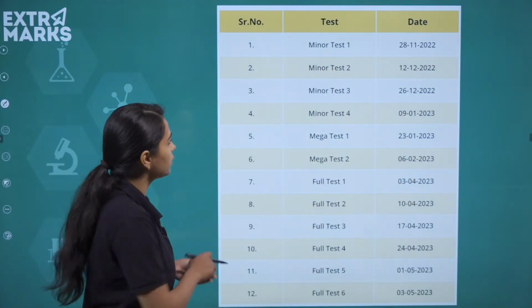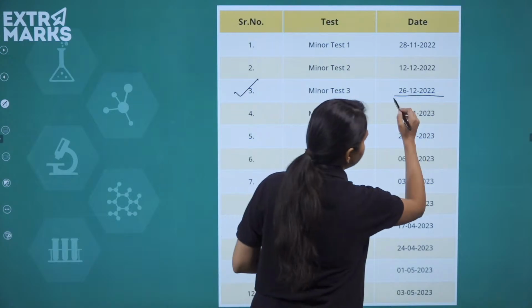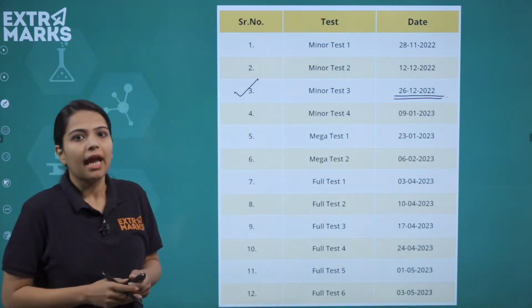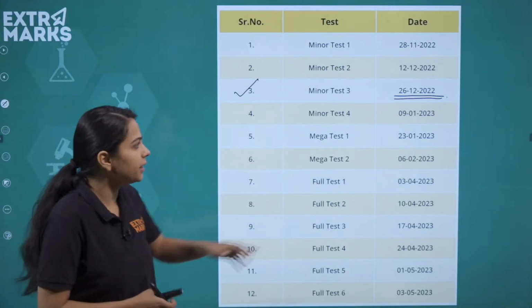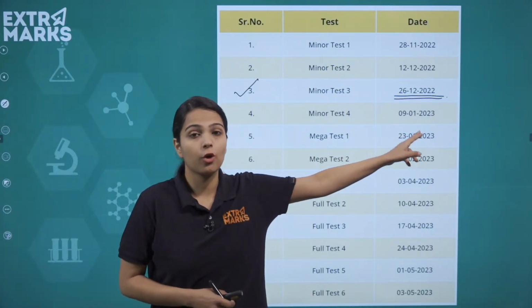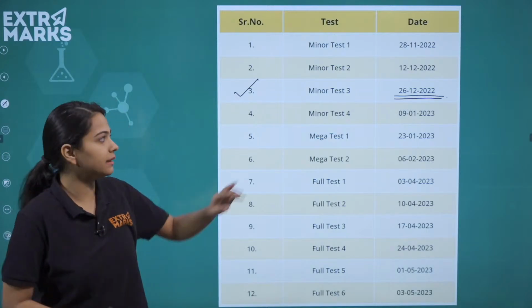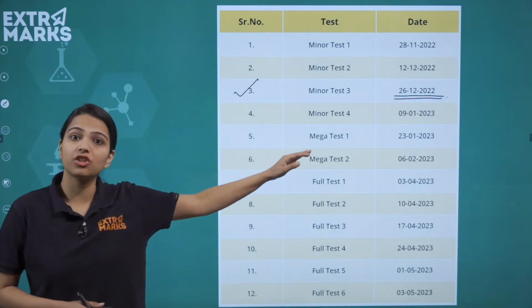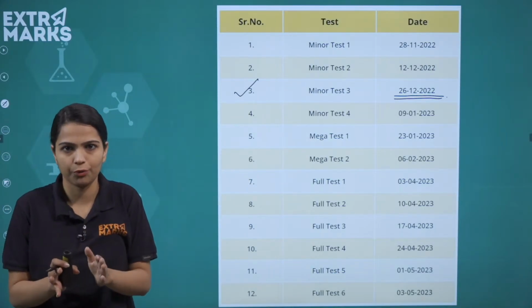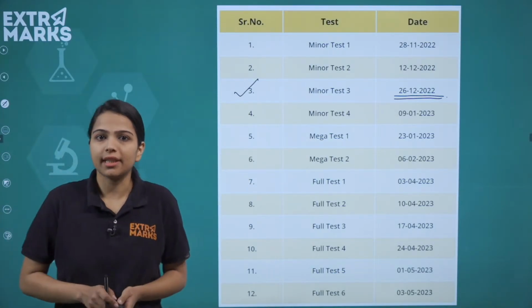So this was our third test that was held yesterday, and we are discussing this minor test 3. The next test will be on 9th of January. I hope you all are going to attempt it because it is minor test 4, and after that we will be having a mega test. A mega test is basically a half syllabus test. Alright, so let's start with the discussion part here.